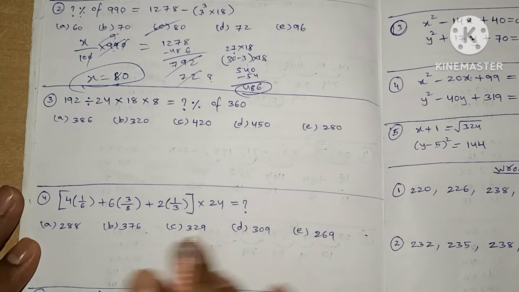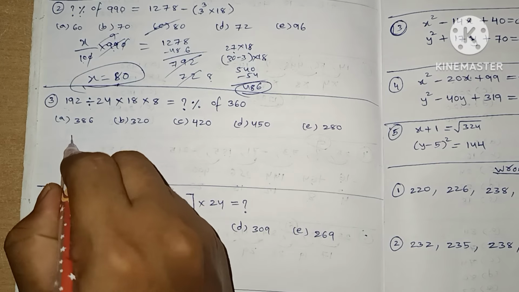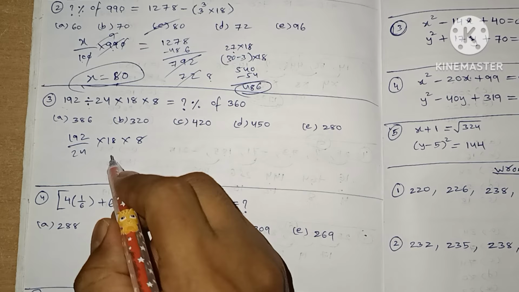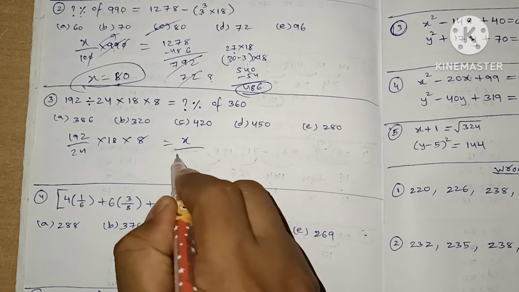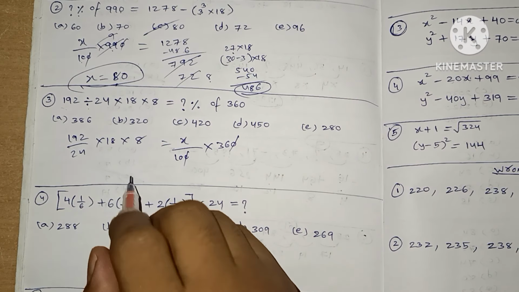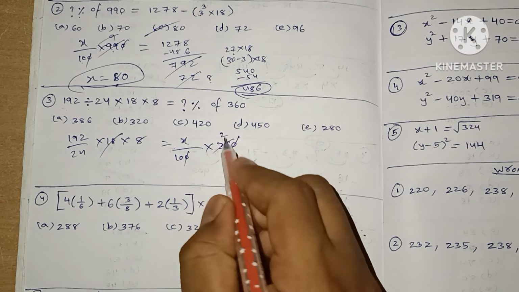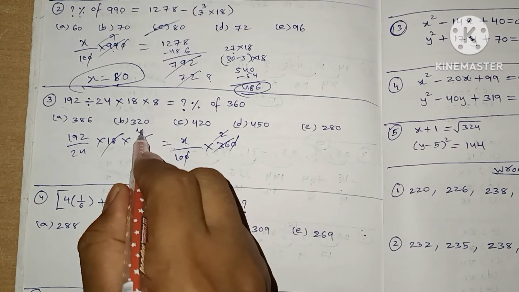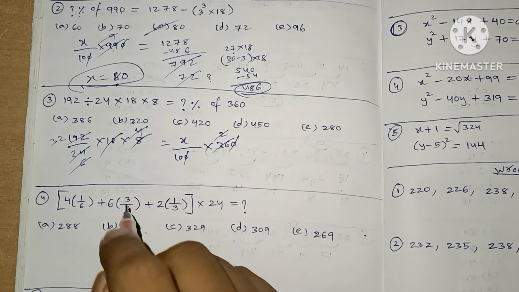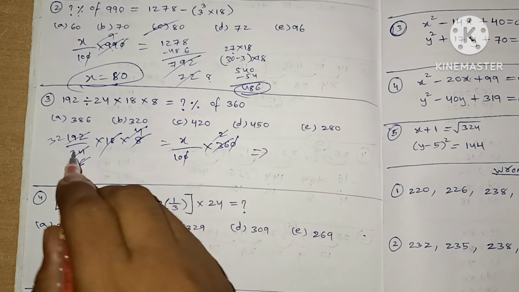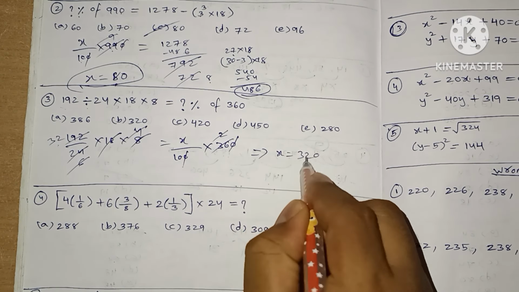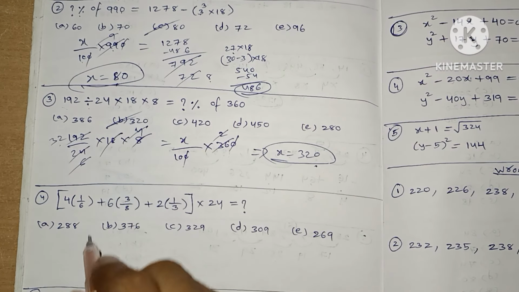Next, third question. Here we see 192 divided by 24 into 18 into 8 equals to x divided by 100 into 360. 0 cancels. Here 18 2 times is 36. 2 4 times 4 6 times 6 32 times. So we get x divided by 10 equals to 32. So x value equals to 320. So answer is 320. Option B is our answer.